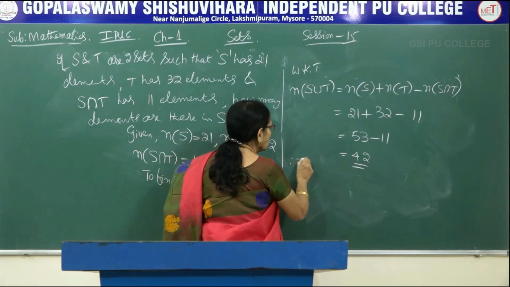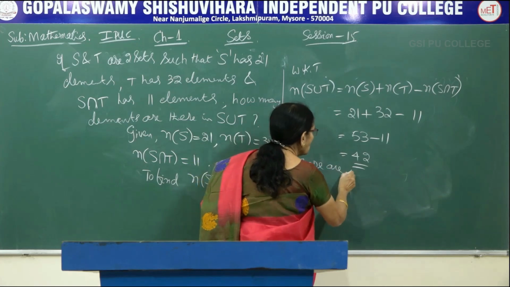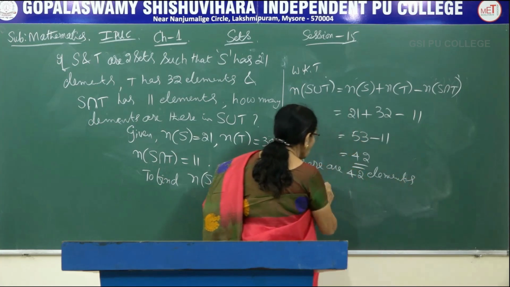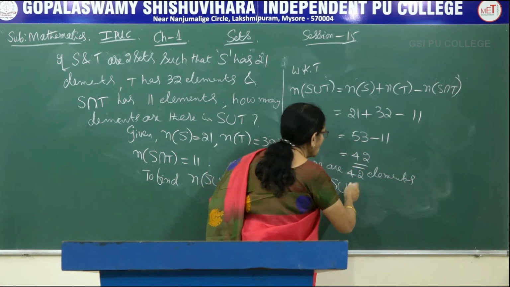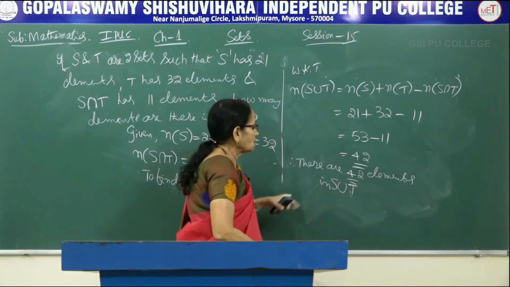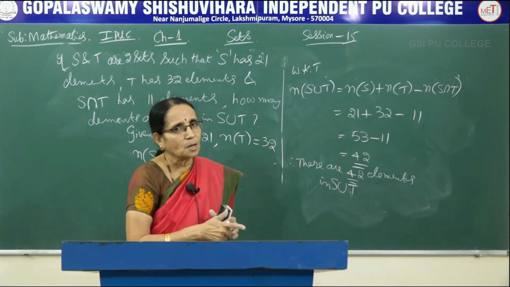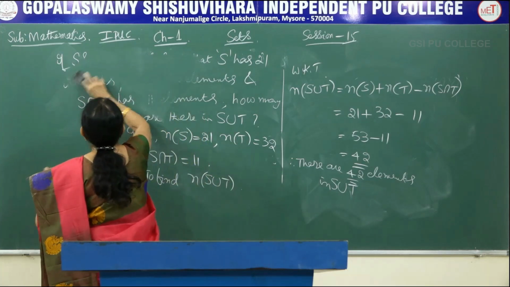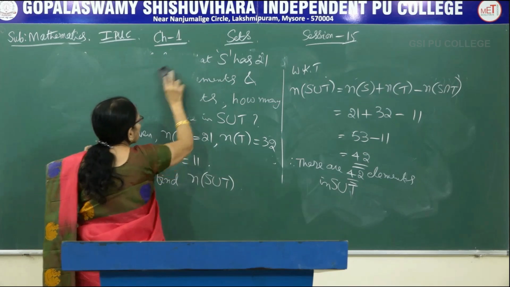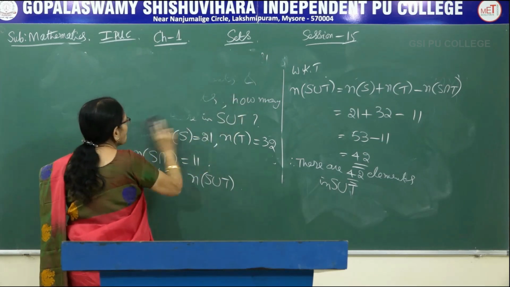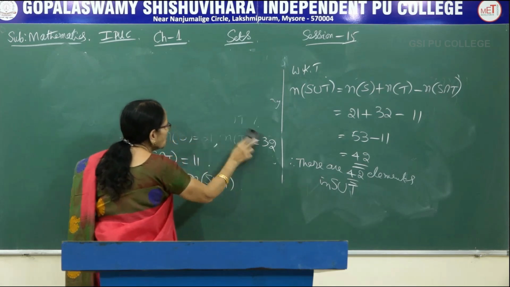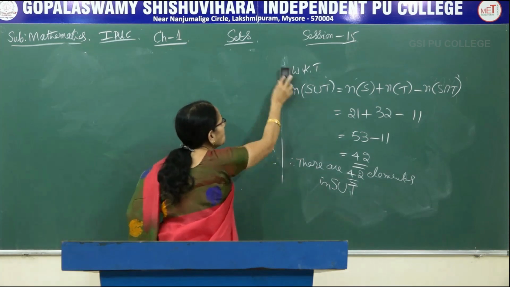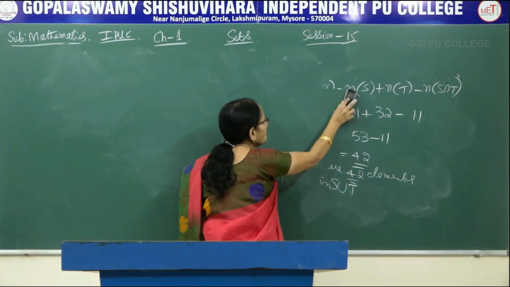Therefore, you write there are 42 elements in S union T, or the answer can be written as S union T has 42 elements. Both mean the same thing. So this is the method we have to adopt. I told you already, when there are two sets here, when you use this formula, 4 terms are there: the individual sets, the union as well as the intersection. So 4 terms would be there. When any 3 of them are given, you can calculate the fourth.